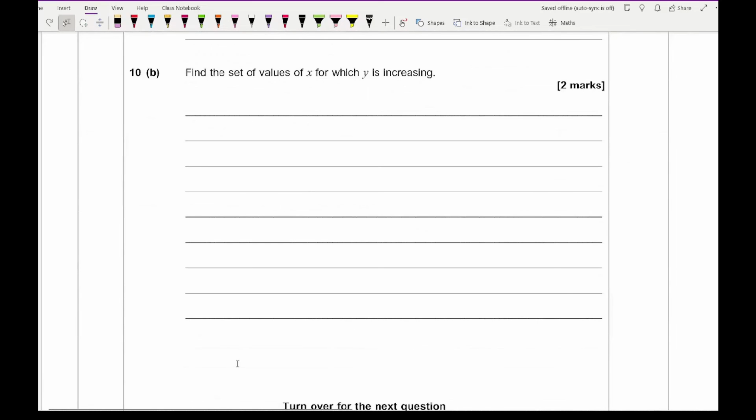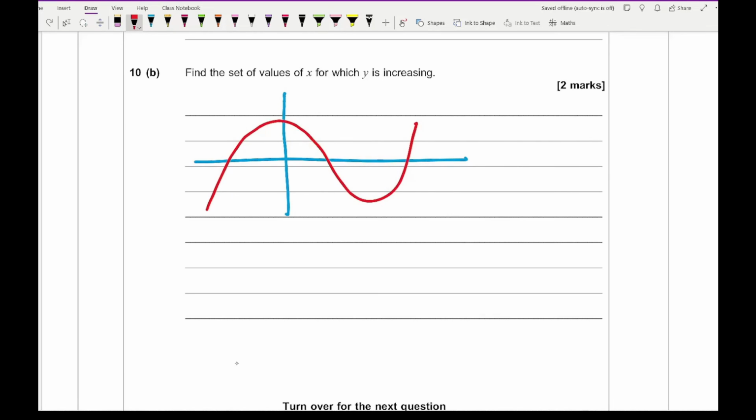Then moving on to question 10b, it says find the set of values for x for which y is increasing. So if I just do a little mini sketch of what the curve looked like, it's going to look something like this, and I know what the two turning points are. So I know that this turning point here, excuse the poor diagram, is at (-1, 1). And I know that this turning point here is at (5, -107).